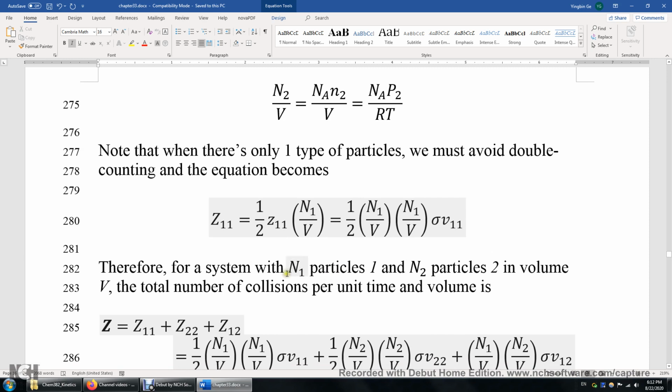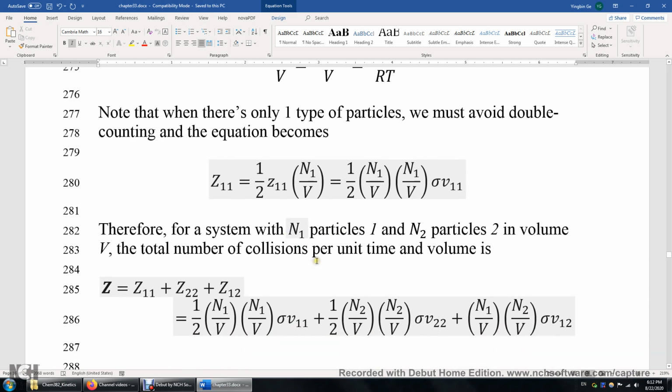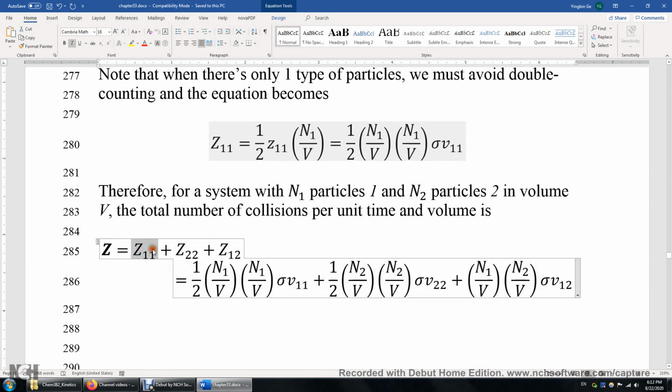Therefore, if we have a reaction container, inside there are N1 particles of type 1 and N2 particles of type 2. The total number of collisions is this. We have 1-1 collision, 2-2 collision, and 1-2 collision. This formula is the number of collisions between type 1 molecules, the collisions between type 2 molecules, the collisions between type 1 and type 2. And again, this is the total number of collisions per unit time and per unit volume.